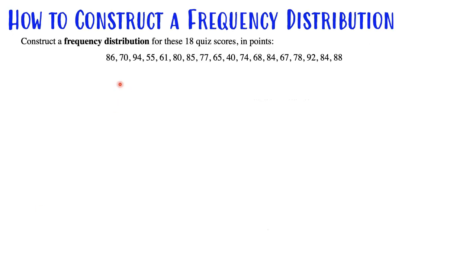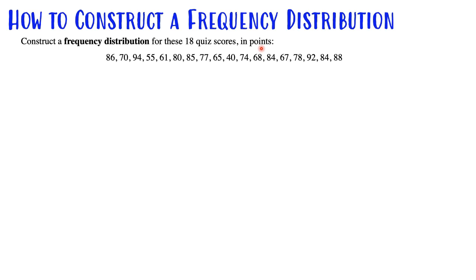The first thing that you're going to have is a set of data in front of you. Sometimes it's going to have context and sometimes it's not. If it has context like this is 18 different quiz scores and it's in points, that's going to be helpful for labeling the very top of the frequency distribution.